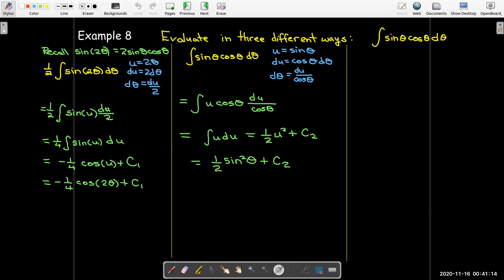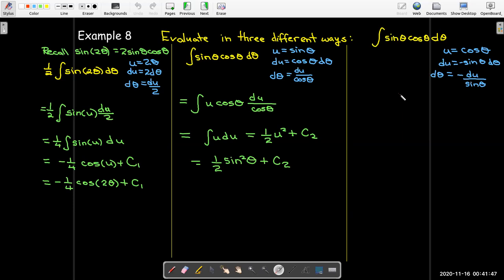So there must be a third way. Well, sine theta is not the derivative of cosine theta. The derivative of cosine theta is negative sine theta. But the negative sine theta, we can just think of that as negative 1 times sine theta. So we should be able to let u equal cosine theta. And du is negative sine theta d theta. And solving for d theta, I get negative du over sine theta.